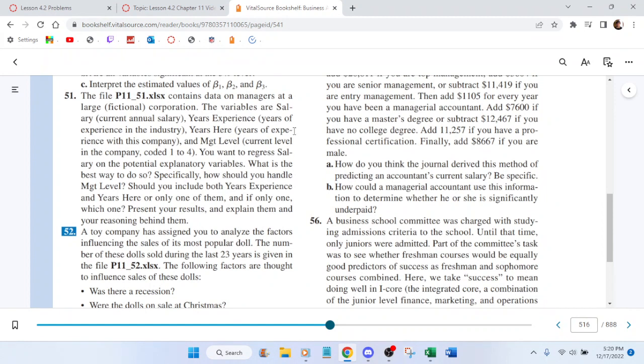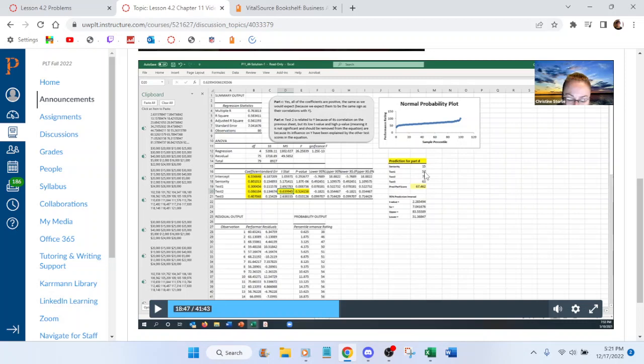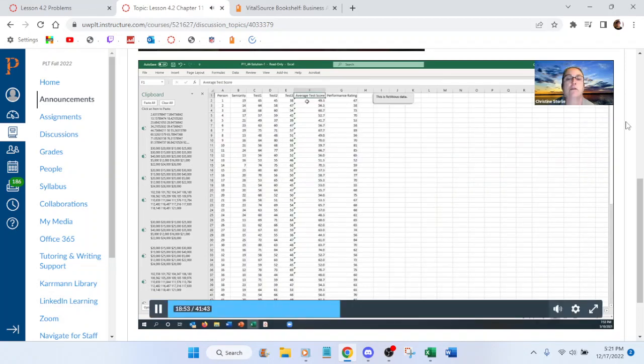Regress salary on the potential variables. How would you handle the management level? Should you include both years experience and years here, or only one of them? Well, for that one, run a correlation test between them. If they're correlated, then you should probably only include one of them. I think I know how to answer that, except for the management level part, and that's the part I need help with.